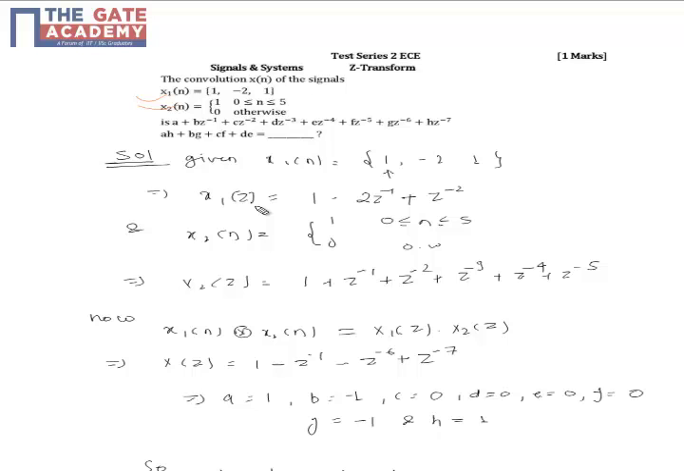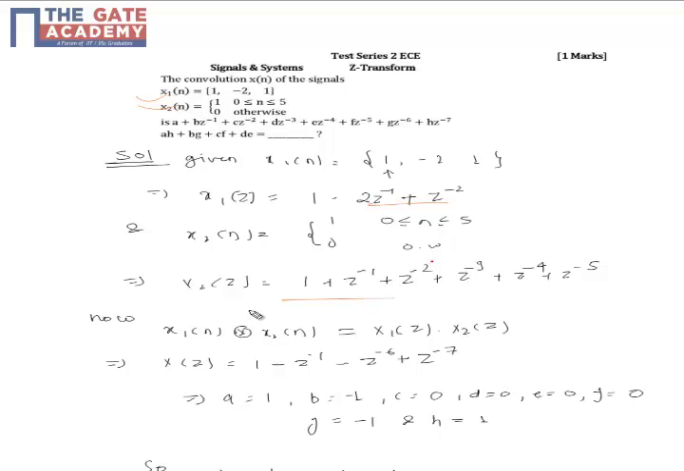Using the generalized equation for Z transform, we will get X1(z) equal to 1 minus 2 into z inverse plus z raised to power minus 2, and X2(z) equal to 1 plus z inverse plus z raised to power minus 2 plus z raised to power minus 3 plus z raised to power minus 4 plus z raised to power minus 5. Now x1[n] convolution with x2[n] equal to X1(z) into X2(z).